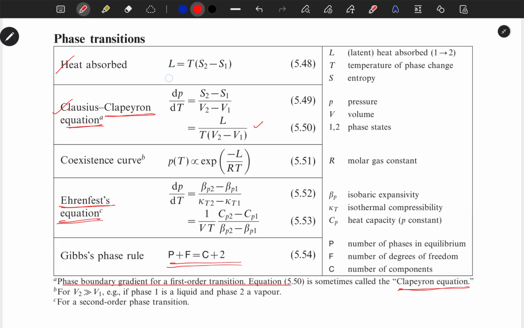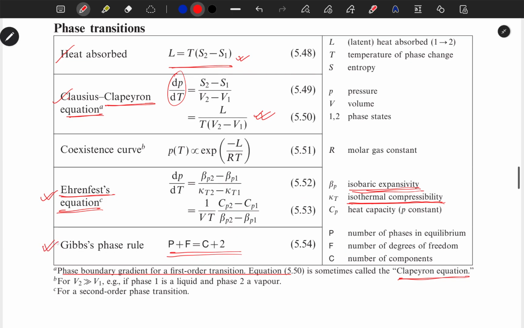Now phase transition: heat absorption is T times the difference of the entropy. Clausius-Clapeyron equation for first order phase transition: dP dT equal to L by T times delta V. For second order phase transition, dP dT equals the ratio between the difference of isobaric expansibility and isothermal compressibility. Gibbs phase rule: P plus F equal to C plus 2.